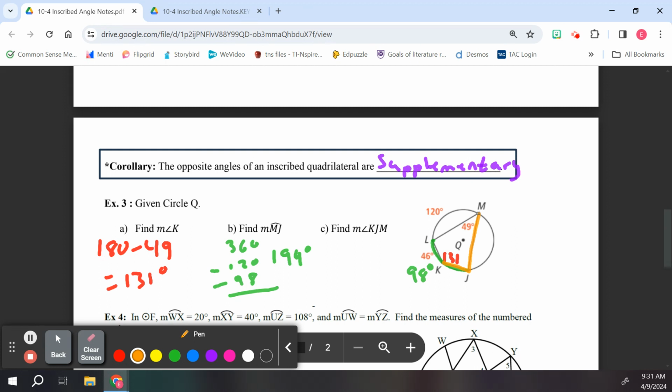All right, well, let's think about it this way. What about this guy? What about KLM? Is that an inscribed angle? Do we have two inscribed angles here? Yes or no? Yeah, we do. So we can do this one of two ways. We can find this angle, and then we know it's supplementary to this. Or if we look here, this is completely inscribed.